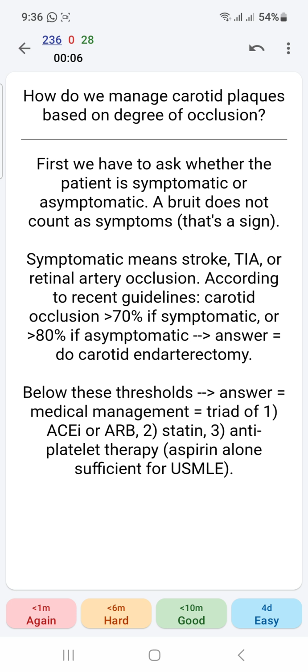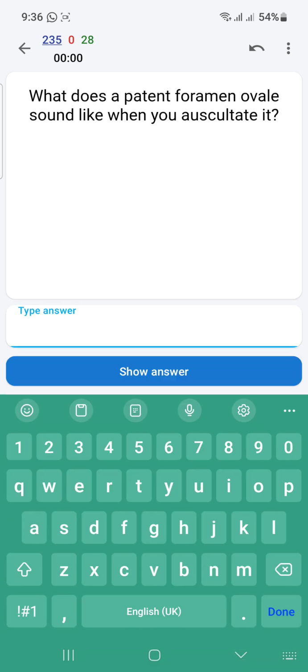Below these thresholds, the answer is medical management, which is a triad of ACE inhibitors or ARBs, statin, antiplatelet therapy. Aspirin alone is sufficient for USMLE. More than 70% if symptomatic or 80% even if asymptomatic goes to carotid endarterectomy. Below these thresholds, we will give ACE inhibitors or ARBs, statins, antiplatelet therapy. On USMLE, aspirin alone is sufficient.